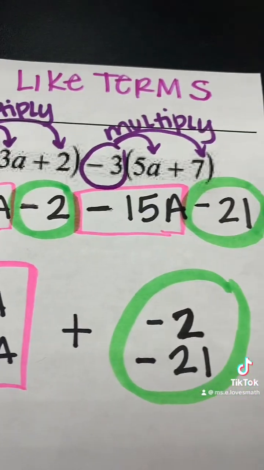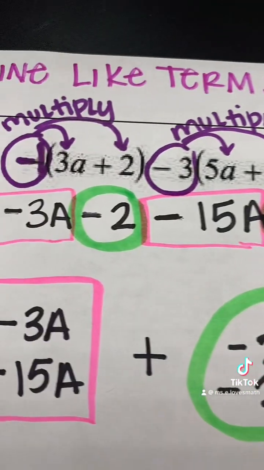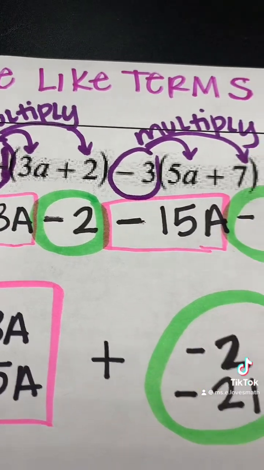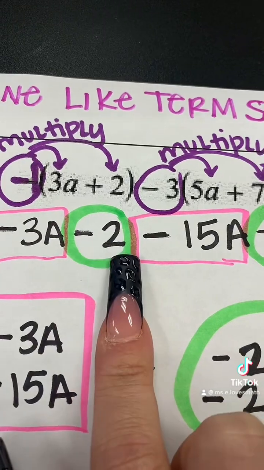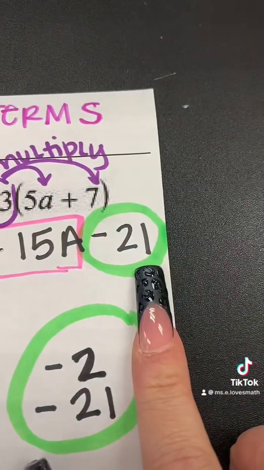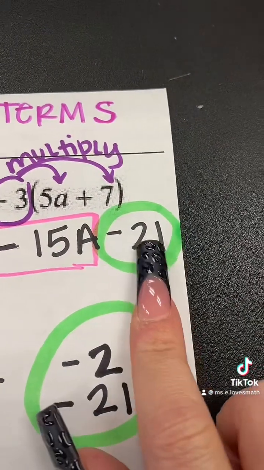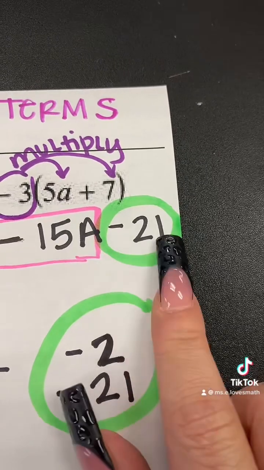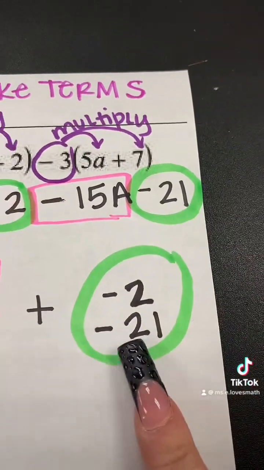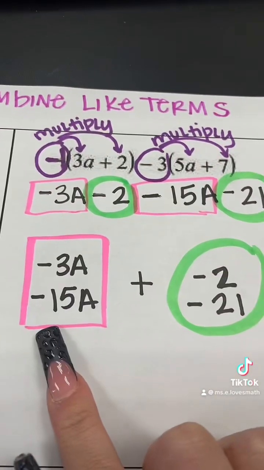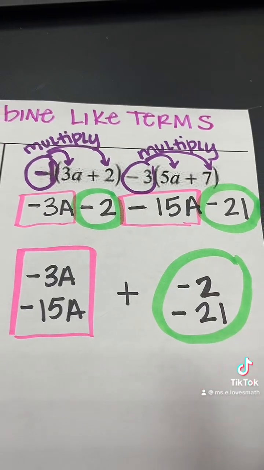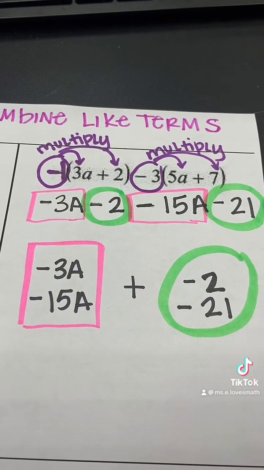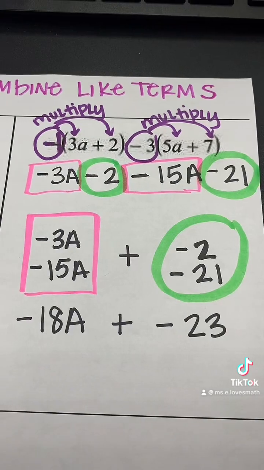I've also grouped our number terms with green circles. So we have a -2. If you look to the left, that minus makes this 2 negative. And we also have a -21. If you look to the left, this minus makes this 21 negative. So I've put them in their groups. Combine means add, so within each group we will be adding these terms.